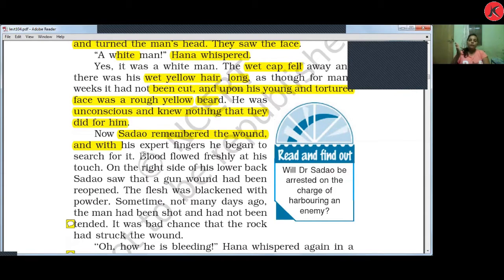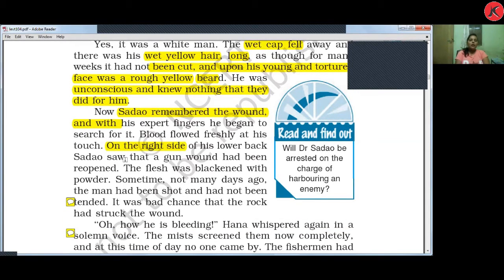Now, when he touched the wound, the blood was oozing from the body, and you can see the flow coming from that wound. On the right side of the lower back there is a deep wound. Somehow, it was a gun wound that had been reopened. Someone had shot a gun, and it is reopened. And why is it reopened? The flesh was blackened with powder. So before that, when he was injured with a gun wound, he had put some powder on it, but because of this rock, maybe it is reopened.